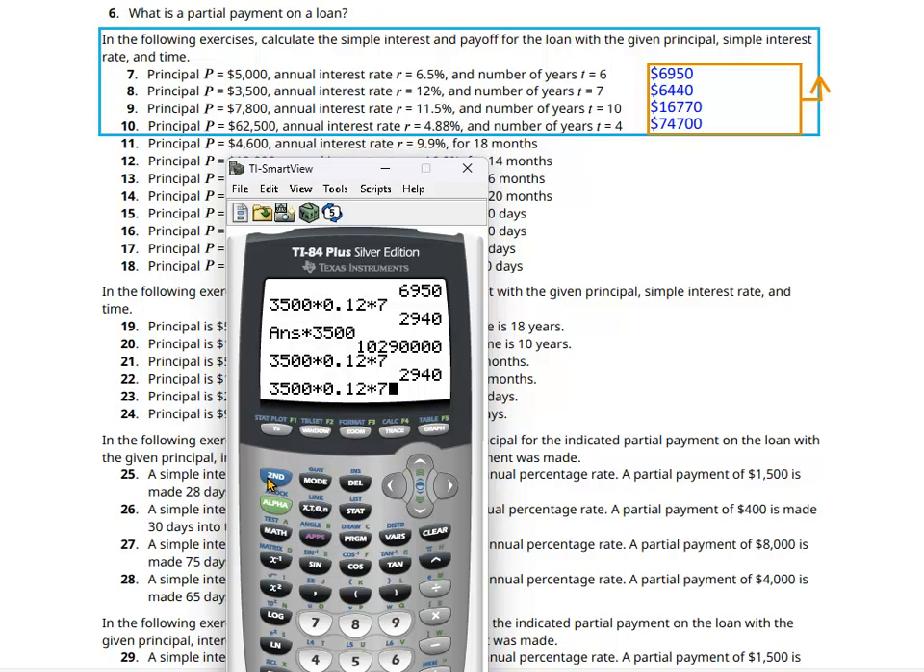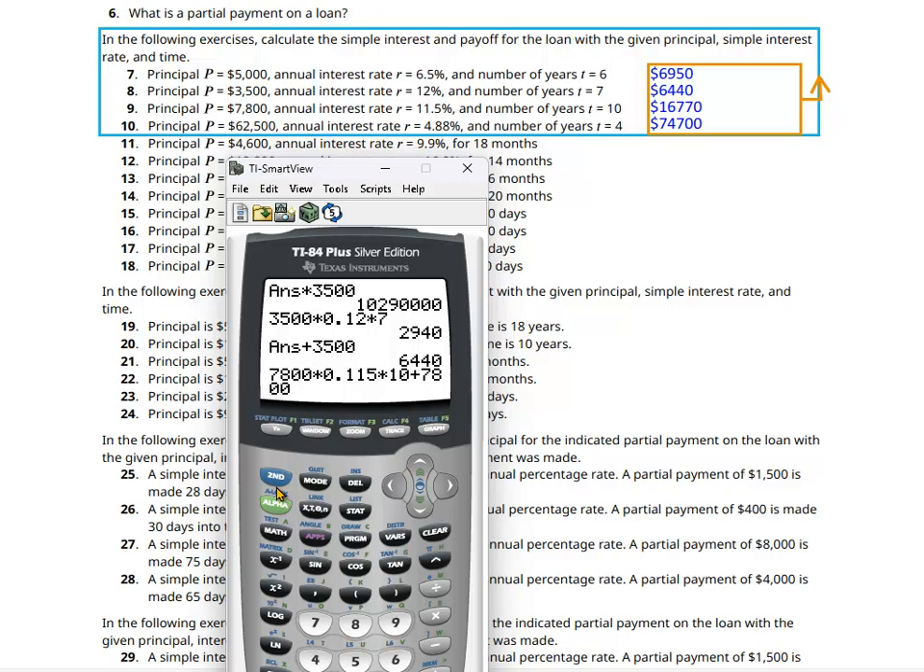And now, fix this one here. Notice that I meant to write plus, and I didn't. So there we go, 6,440. Then, as I said, it's actually quicker if I just type this. It's that convenient. So times 0.115 times 10. I'm going to add the principal already here, saves me one step. There we go. And there's the correct answer, 16,770.